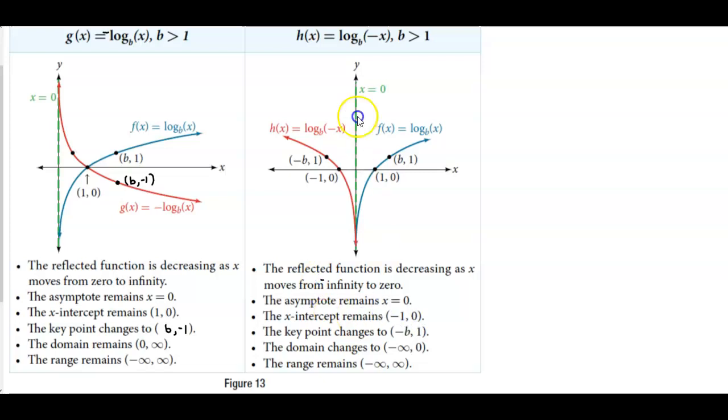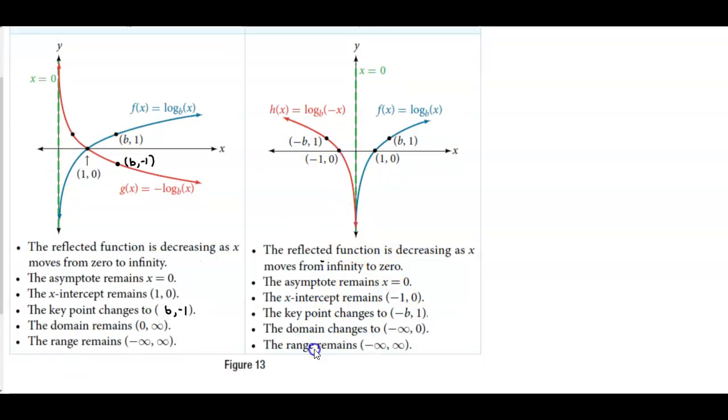The asymptote remains the same at x equals 0. The x-intercept is at (negative 1, 0). The key point changes to (negative b, 1). The domain changes from negative infinity to 0, and the range remains the same.